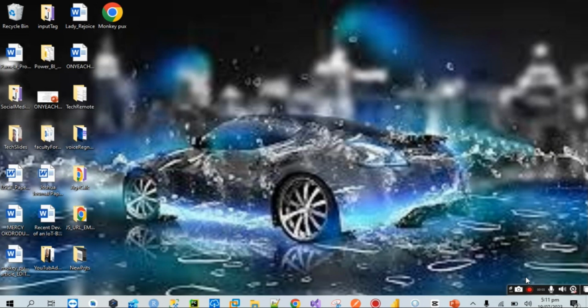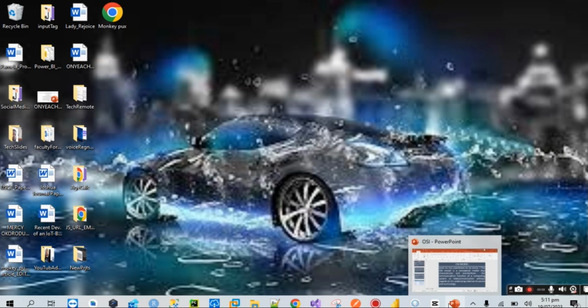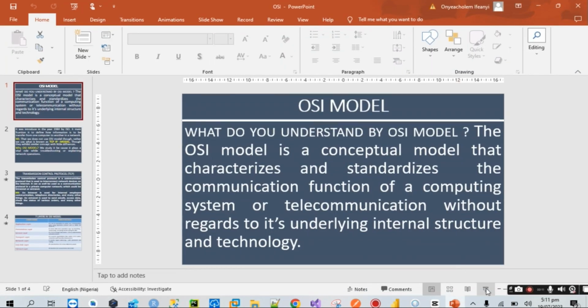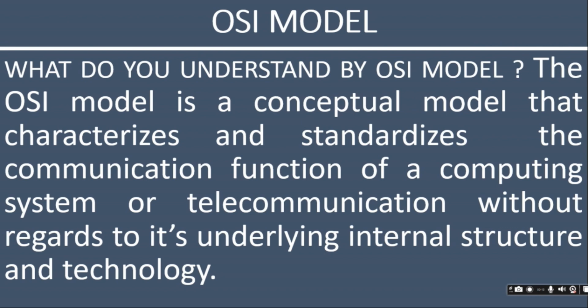All right, welcome back to another interesting one. Today we'll be looking at one of the topics I love so much, which is titled OSI model. We'll be looking at the OSI model, and what do you understand by OSI model?